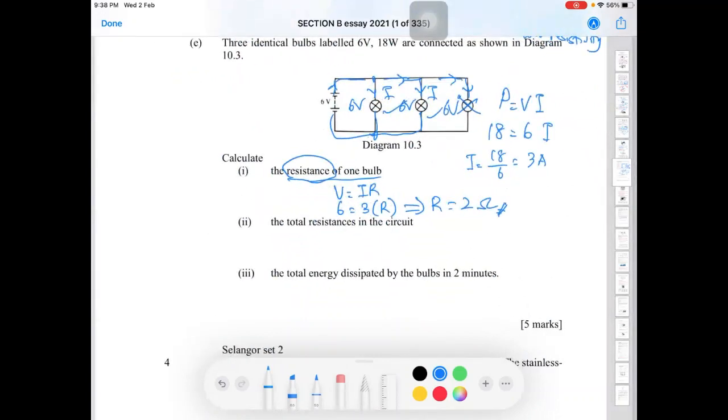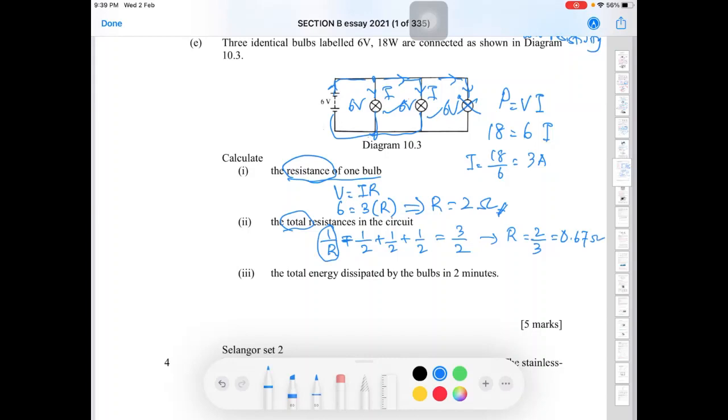Alright. Okay, total resistance in the circuit. So total resistance meaning you kena tahu macam mana nak kira resistance if you are arranging in parallel. Jadi you akan guna 1 over R equals to 1 over 2 plus 1 over 2 plus 1 over 2. So you ada 3 bulb. Jadi you akan dapat 3 over 2. But this one is 1 over R. So bila you jadikan R, it become 2 over 3. Alright. So the total resistance in the circuit is 0.67 ohm.